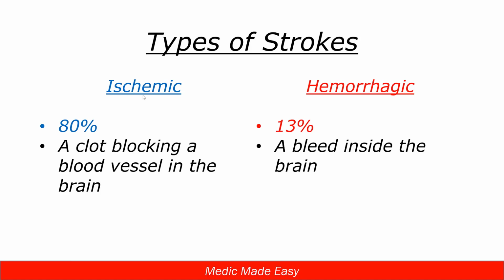Some of the other ones would be a vasospasm, where a blood vessel spasms and constricts so much that it reduces and cuts off the blood flow. That's where you get 80% and 13%, which is 93%. So we have another 7% of things that can happen that they would call a stroke.